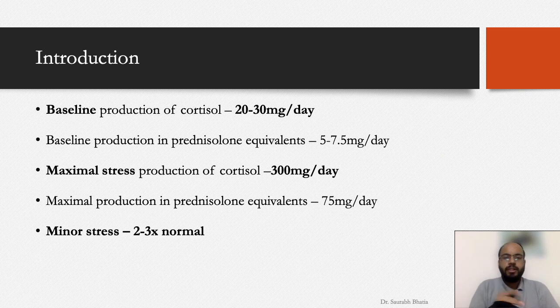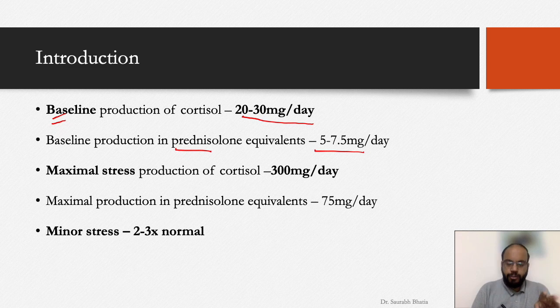Now, just an introduction: our body requires a certain basal level of cortisol, and the baseline production of cortisol is roughly 20 to 30 milligram a day. That means every day our body is going to produce 20 to 30 milligram of cortisol, which is roughly equivalent to 5 to 7.5 milligram per day of prednisolone. Every day this amount of endogenous steroid is produced by the body to carry out its daily function. And what are those functions?